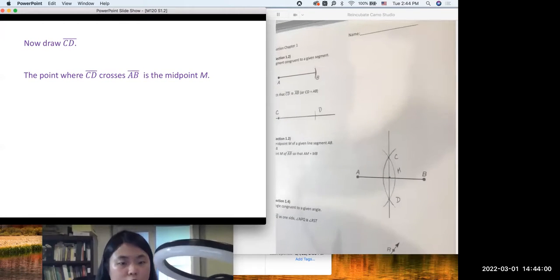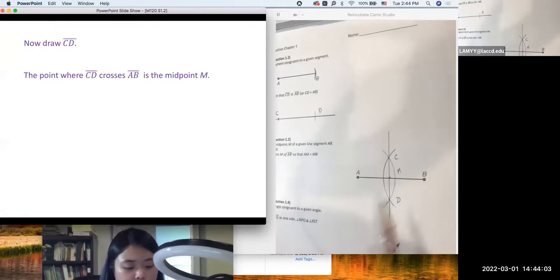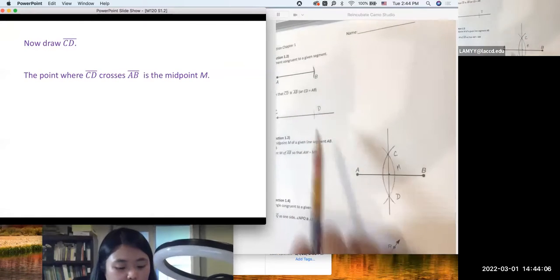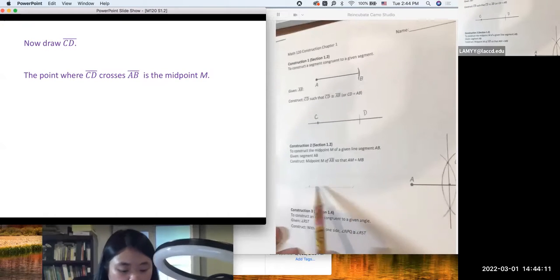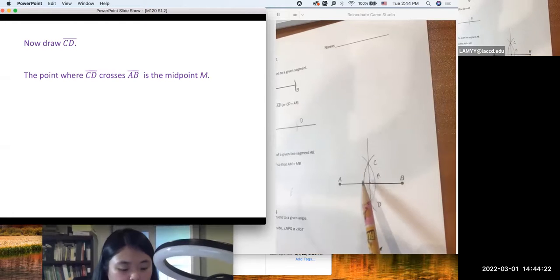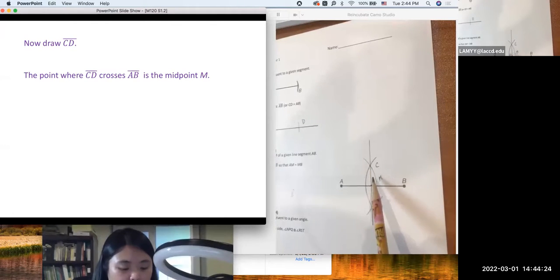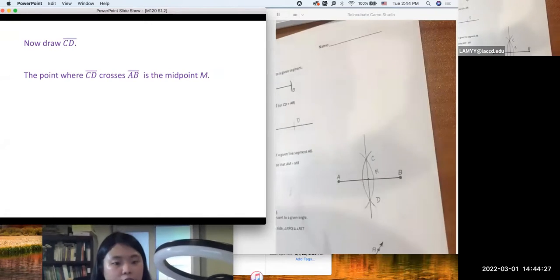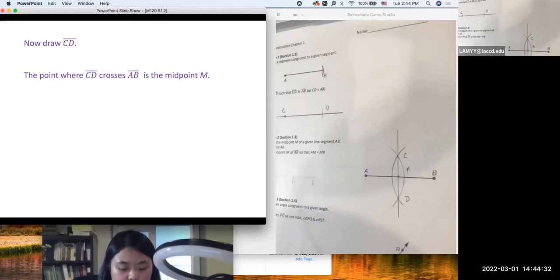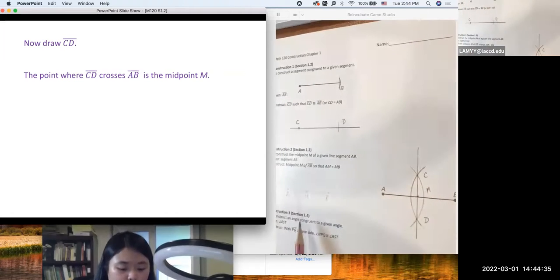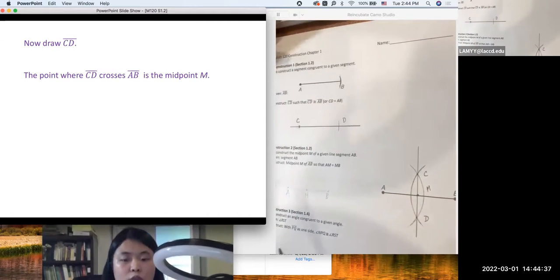Hey, when I grade the construction paper, I need you guys to show me all those arcs, okay? If you only give me the AB, like A, B, and then you just use the ruler to get the midpoint M, this is 0 points. I need to see the evidence that you're using the compass. I will look for those arcs here, to get the midpoint M. Okay, so this is session 1.2, for construction 1, construction 2.